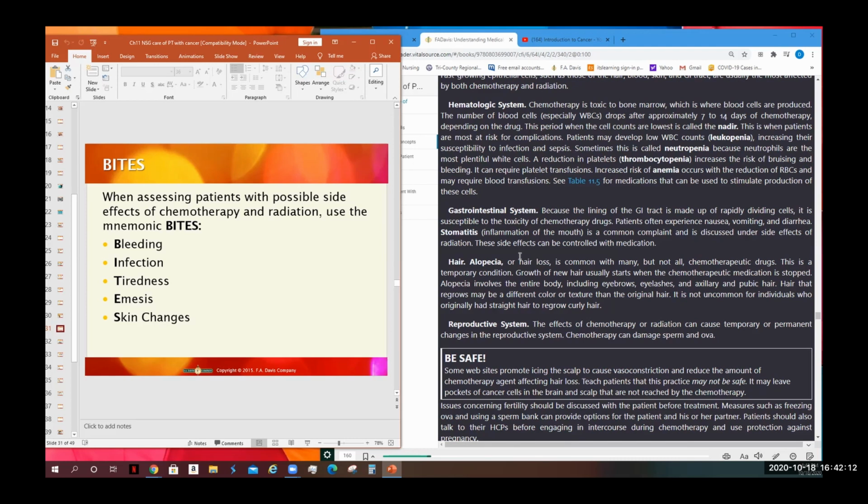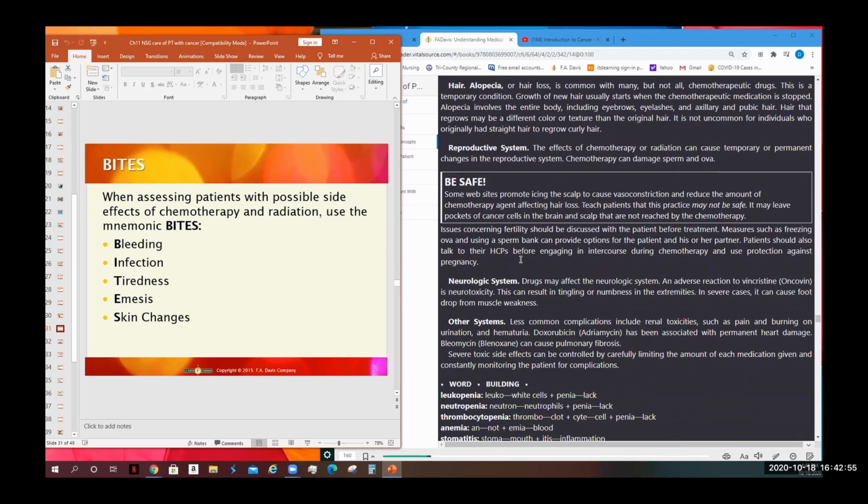Hair. Alopecia, or hair loss, is common with many, but not all, chemotherapeutic drugs. This is a temporary condition. Growth of new hair usually starts when the chemotherapeutic medication is stopped. Alopecia involves the entire body, including eyebrows, eyelashes, and axillary and pubic hair. Hair that regrows may be a different color or texture than the original hair. It is not uncommon for individuals who originally had straight hair to regrow curly hair.